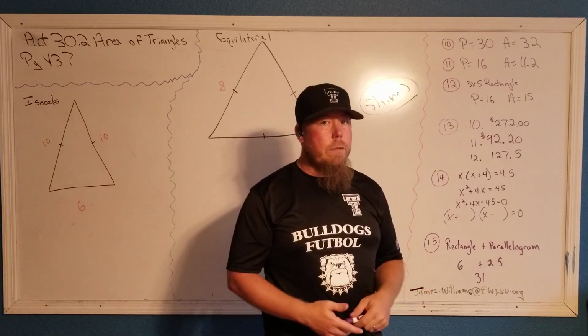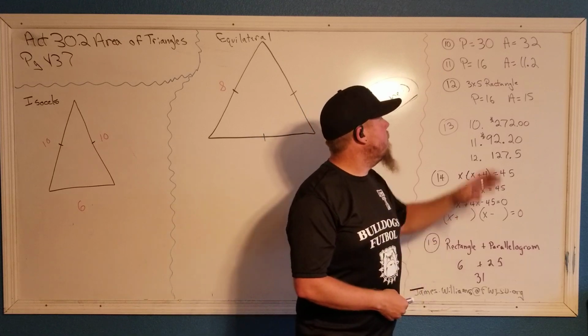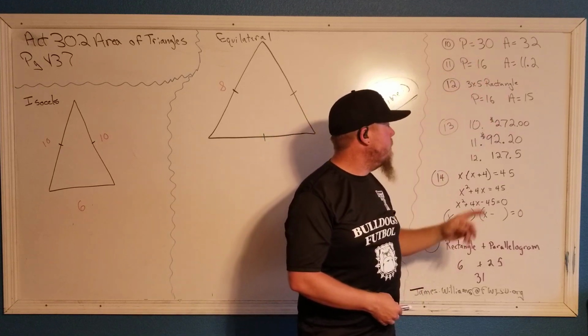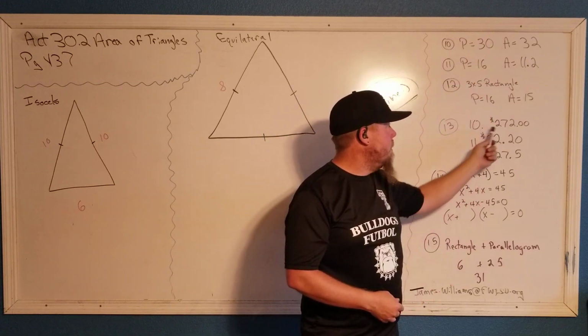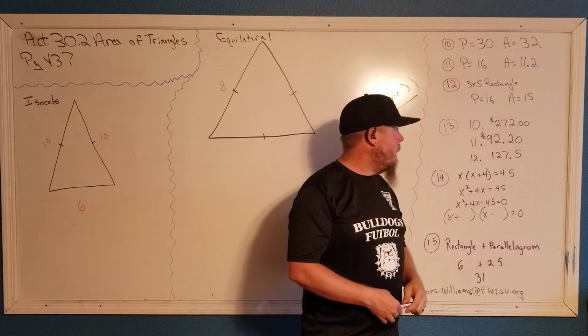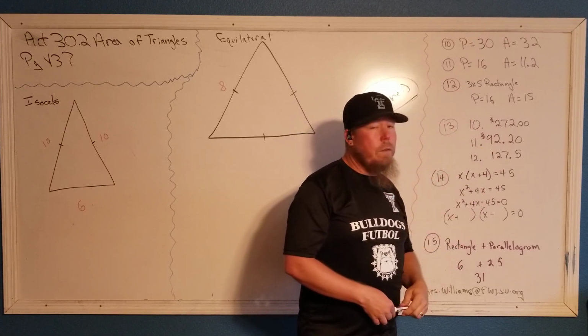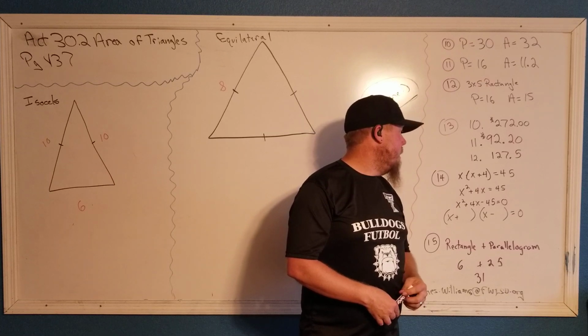Reminder that it was $8.50 per square foot. So I simply take my areas from numbers 10, 11, and 12 and get my dollar amount. So 10 was $272, 11 was $92.20, and 12 was $127.50.